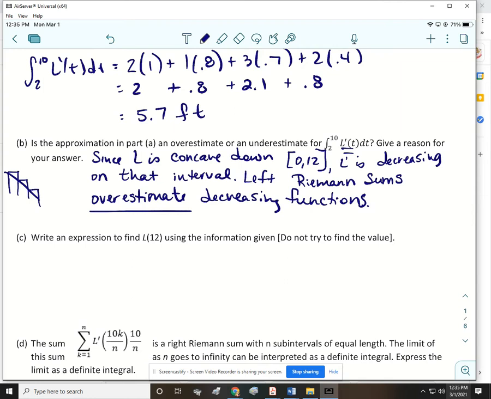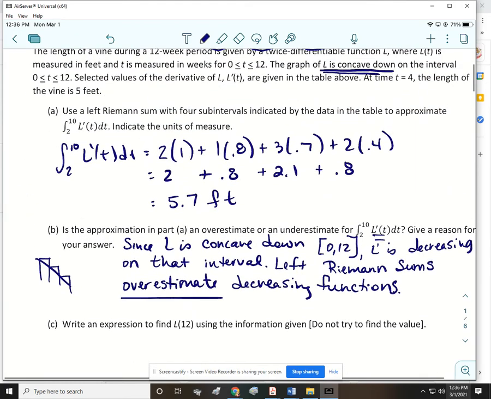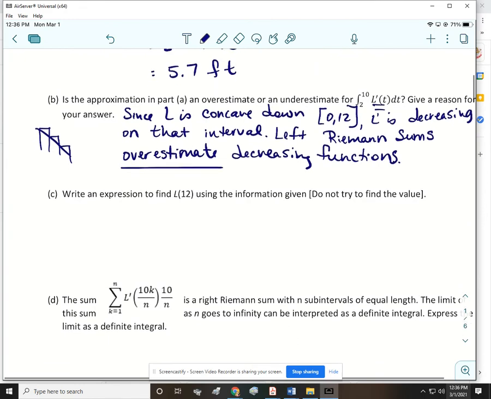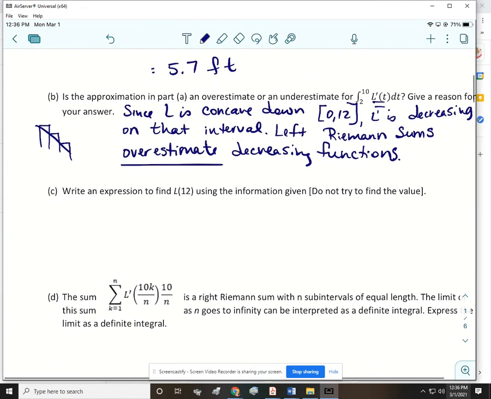Okay, and then for C, we're going to write an expression to find L of 12 using the information in the problem. We're not going to try to give the value because this is a non-calculator part and it's fine. We don't need to give it. So we're going to use that formula we haven't used in a long time. That if you want L of, I can't remember how we worded it.